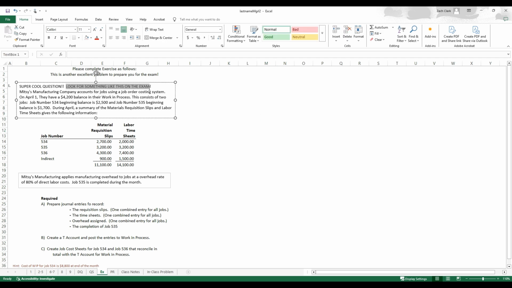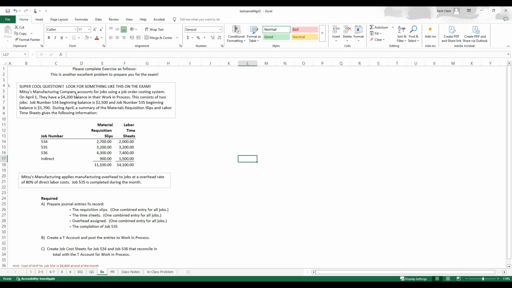But regardless of your feeling about the problem, you can definitely look for something similar on the exam. So this is a great problem for studying for the exam, basically. A real important, comprehensive problem for what we're pulling out of chapter 2. Okay, so without further ado, let's get into the problem.